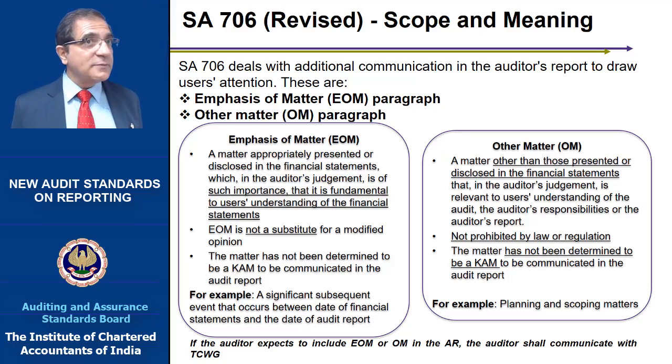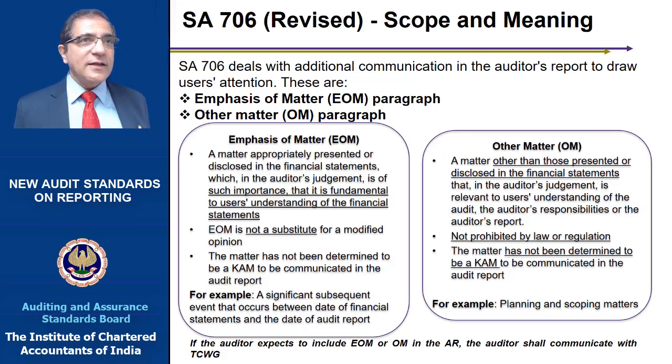For the key audit matter, there is a very clear standard, 701, as to what constitutes a key audit matter, and therefore it should not be mixed up with the para of emphasis. Key audit matter is an audit matter, whereas an emphasis of matter is something which the management has already presented in the financial statements, in the notes to accounts, which the auditor would like to focus and emphasize upon.